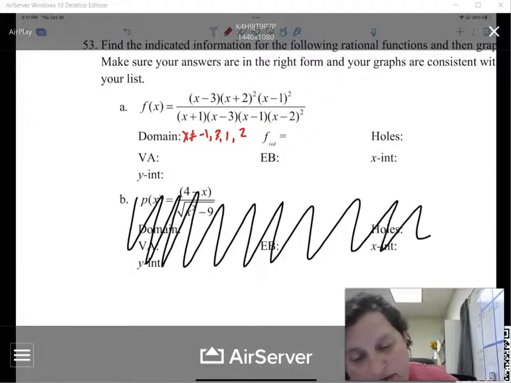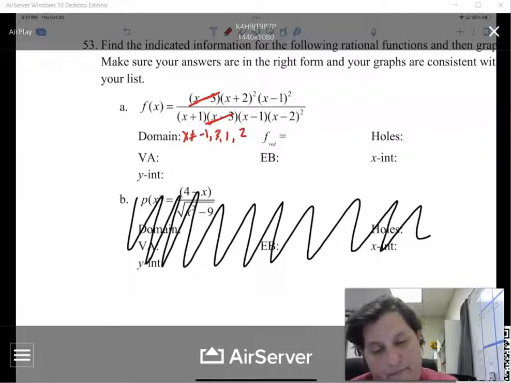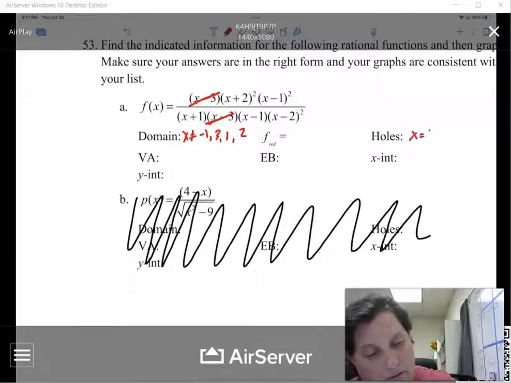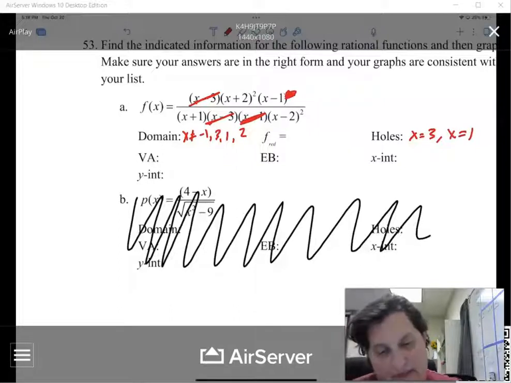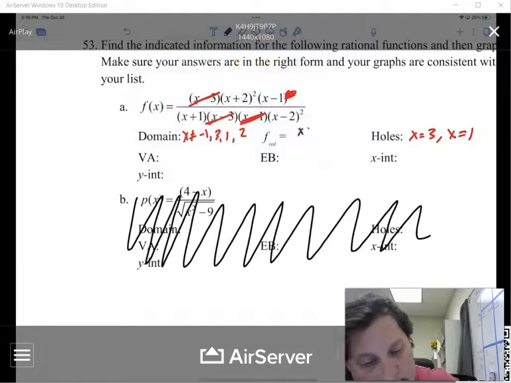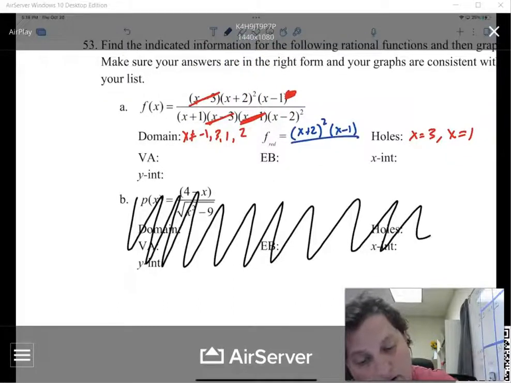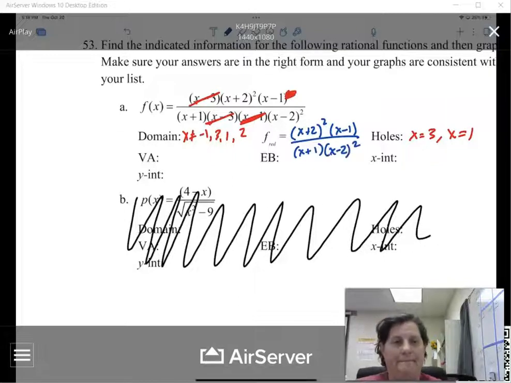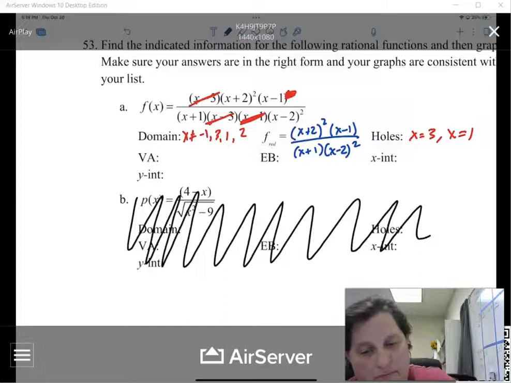Okay, when I reduce this, I could cross out that. Guys, when I cross that out, by the way, that's a hole. A hole at x equals 3. Can't cross that. Okay, I could cross out one of those. So right now I'm saying, yeah, there's a hole at x equals 1. And that's it. So the reduced form of this is (x plus 2) squared times (x minus 1) over (x plus 1) times (x minus 2) squared. Okay? My holes are at 3 and 1.